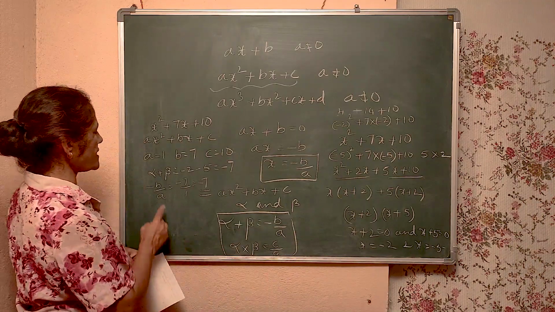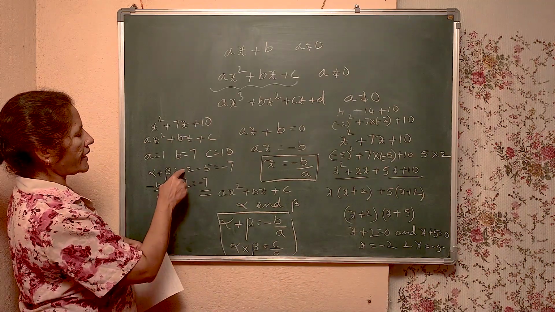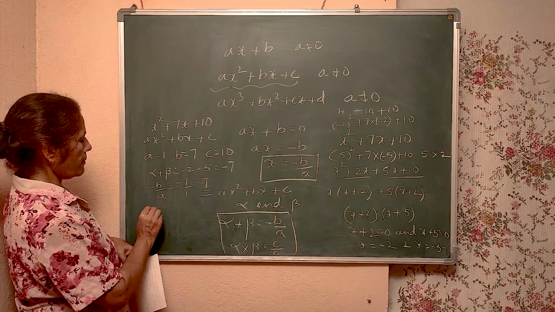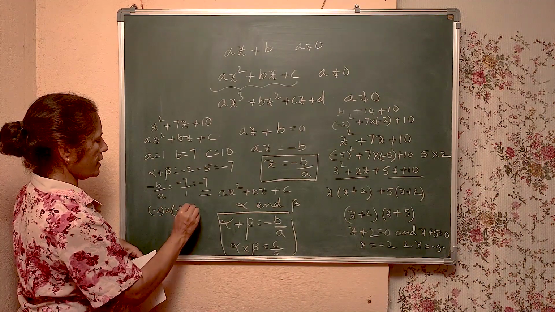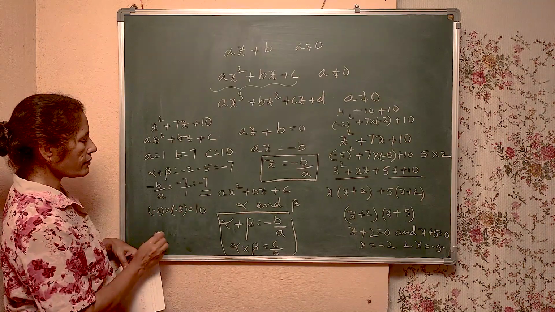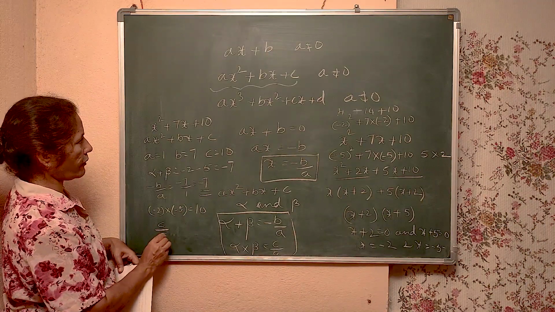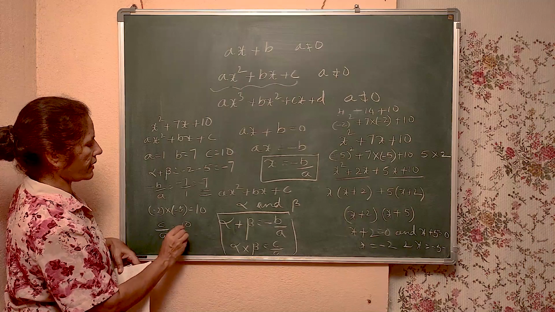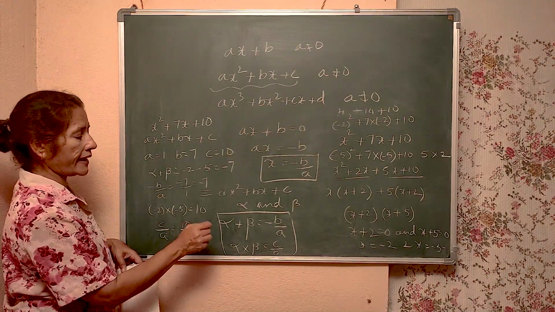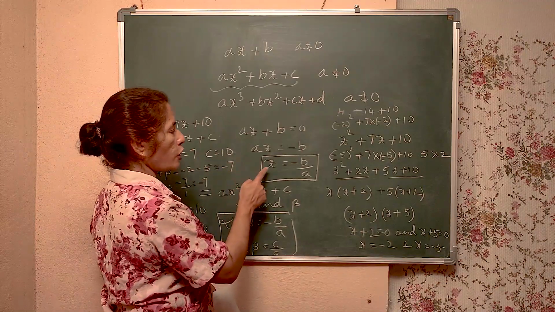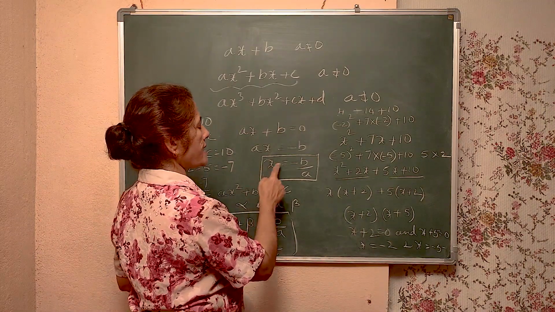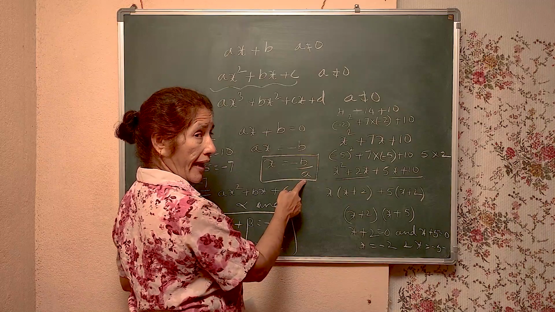Alpha into beta. What is alpha into beta? Minus 2 into minus 5. How much do you get? 10. So let us see what is c by a. What is the value of c? 10. 10 by 1 is 10. Is it correct? Yes. So the zero of a linear polynomial x is equal to minus b by a.